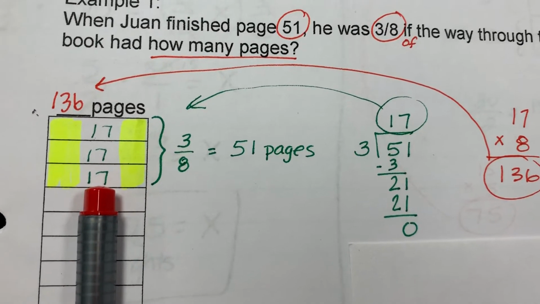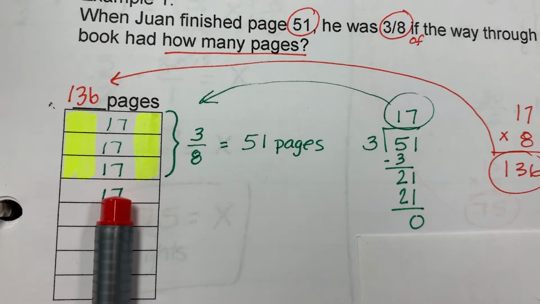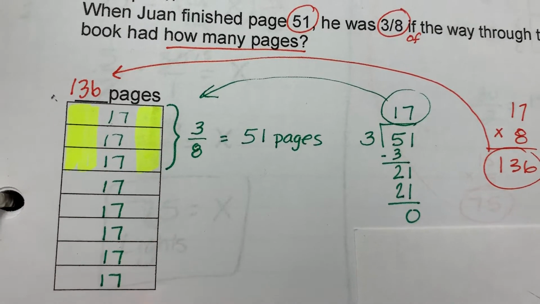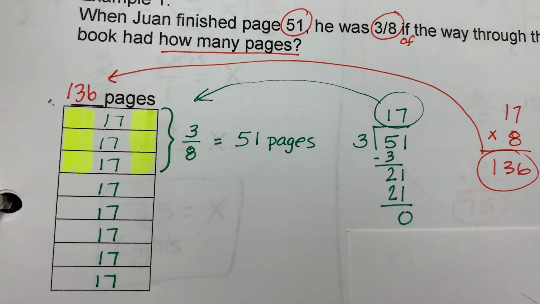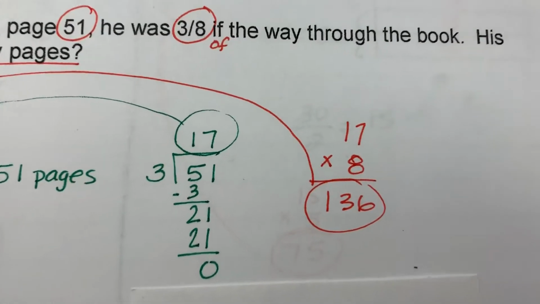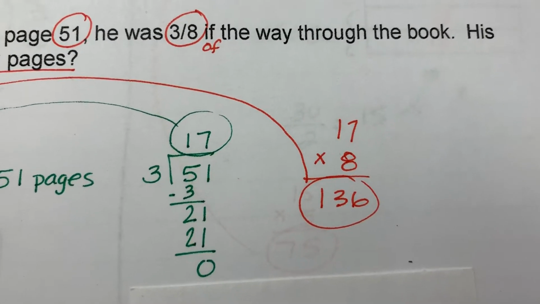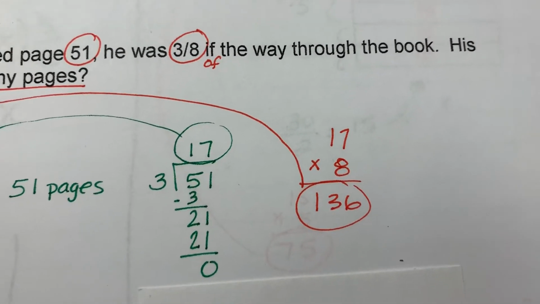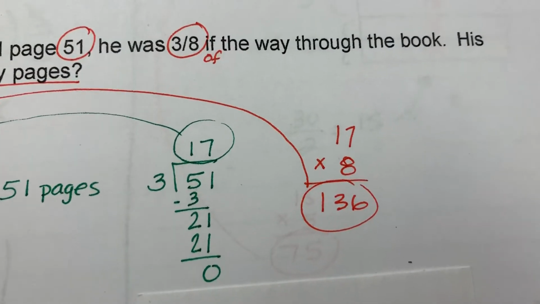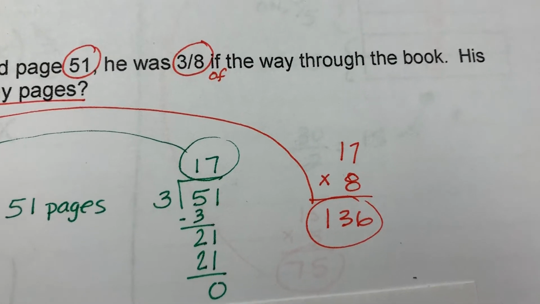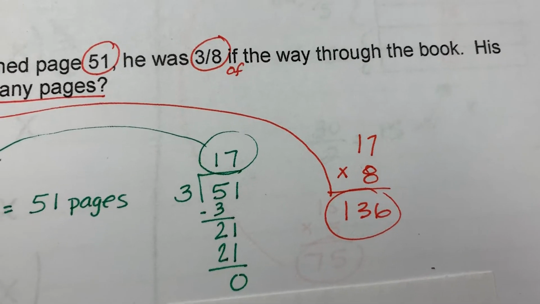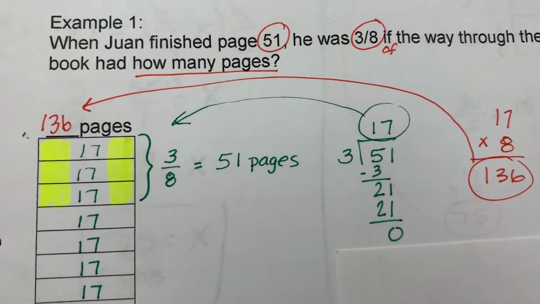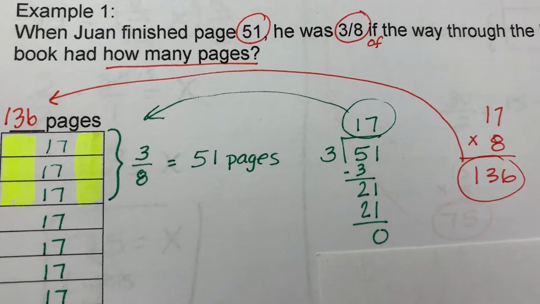And then if each of those is 17, I would be able to say, well, that would mean the rest were 17. And it's kind of a long math problem to add them all up. So over here, I take 17 times 8. And you might ask, well, where did you get the 8? Remember, it was 3/8, so my denominator was 8. That's how many there are all together. So 17 times 8 gave me 136. So we can solve the problem using a diagram.